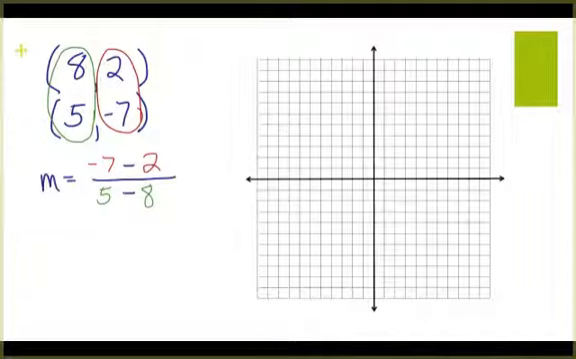So I have negative minus a 2, or maybe I want to think of that as plus negative 2, so I have -7 and -2, I have -9, and then 5 minus 8, or 5 plus -8, either way I go, I get -3. Now I've got a negative divided by a negative, so that's going to be a positive.